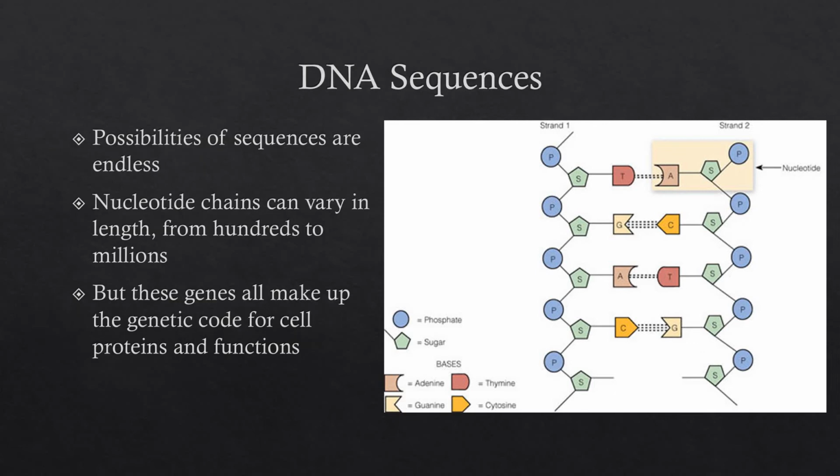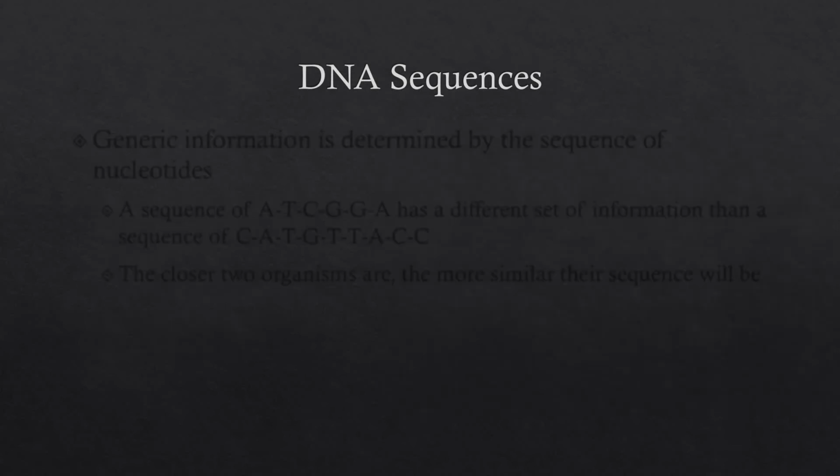This creates possibilities of sequences that can go on forever. Now, these nucleotide chains can vary in length depending on what DNA information it needs. So it could be longer, it could be shorter, but all in all, it makes up the code for the cell to create these proteins to have functions at the cellular level.